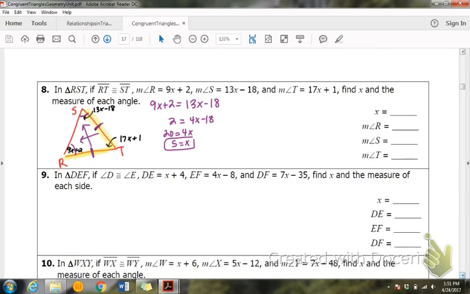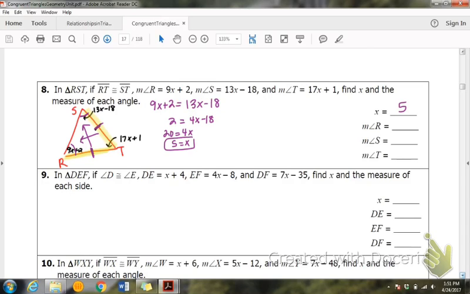If I know that x is 5, can I figure out R, S, and T? Could you guys do that? Figure out how much angle R, S, and T are? What are you going to do? Plug them in, right? Do we need to take time to plug them in right now? No. Any questions on number 8?